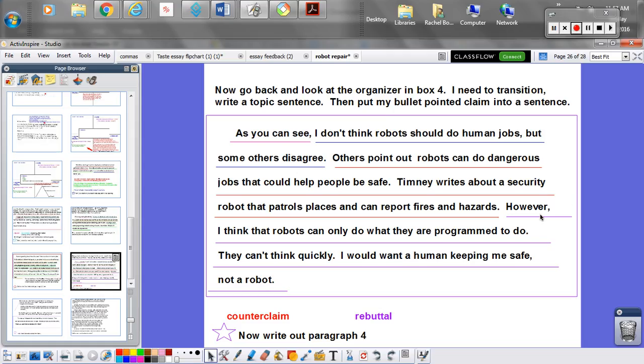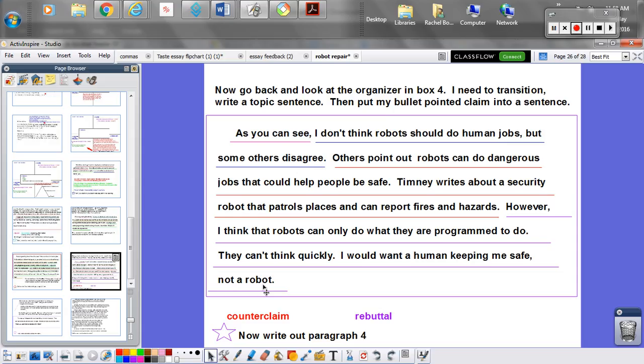However, I would like for everyone to always begin your rebuttal with "however," or "although they say that, I still say," or "still, I believe," or "yet my belief is," or "though they say this, I say." You need to have some sort of transition to make a mark between their counterclaim and your rebuttal. However, I think that robots can only do what they are programmed to do. They can't think quickly. I would want a human keeping me safe, not a robot.